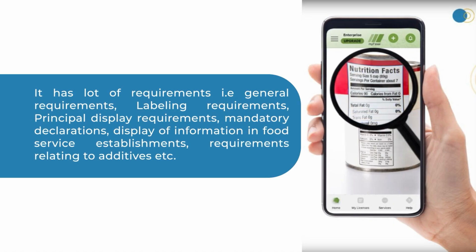There are certain requirements in the rules regarding food packaging and labeling. Those have been considered while formulating this regulation for labeling and display. This labeling and display regulation has a lot of requirements in terms of general requirements, labeling requirements, principal display requirements, mandatory declaration, display of information in food service establishments, and requirements relating to the use of food additives. Now, we will discuss this one by one.